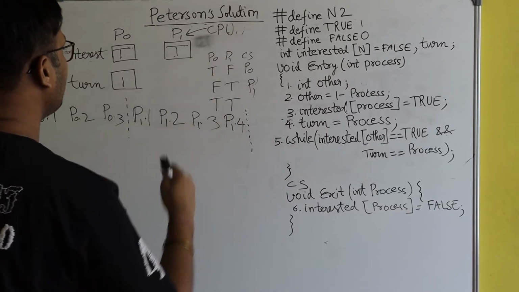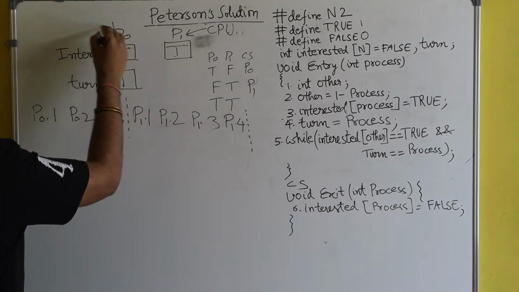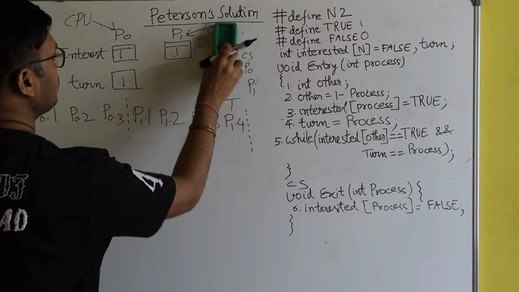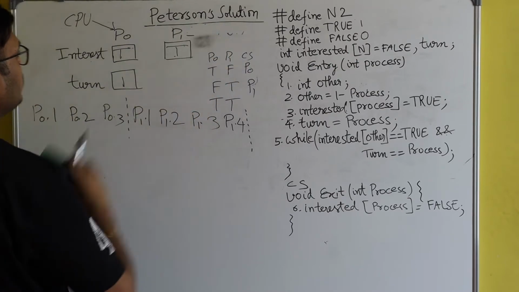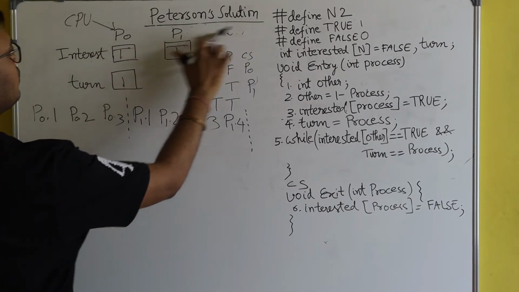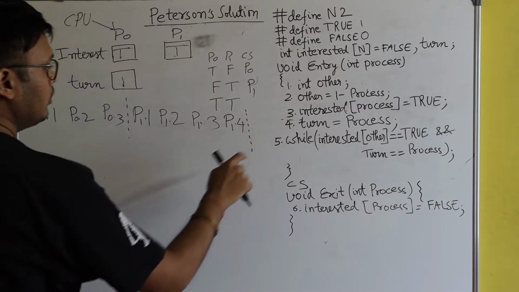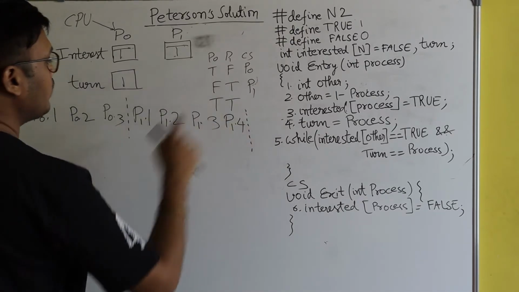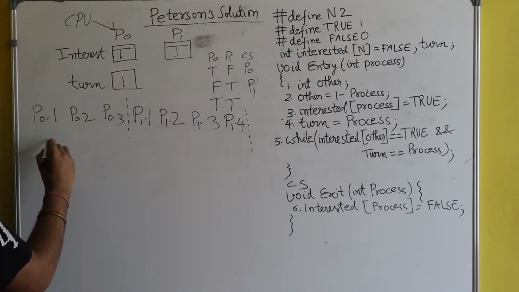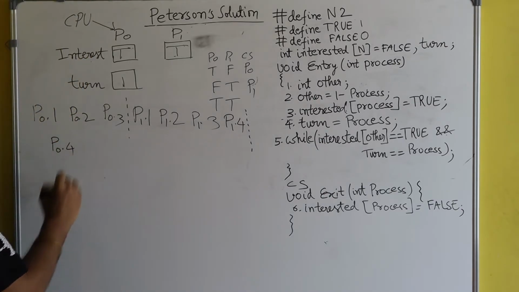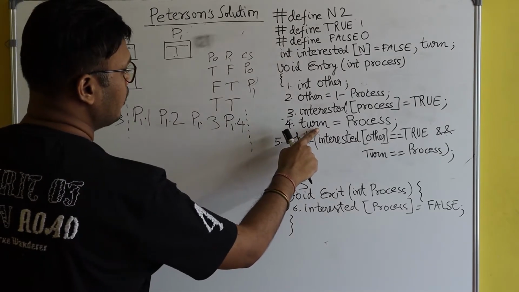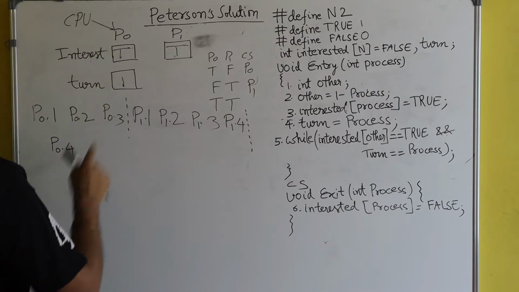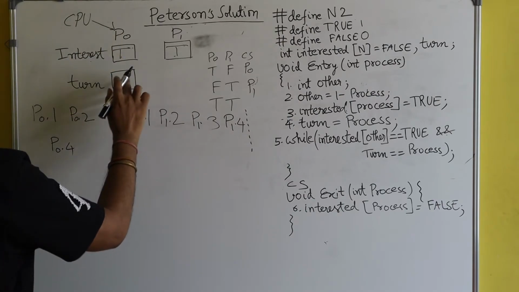Now, suppose after this line, again the preemption happened, and the CPU is given back to process P0. So here, CPU is given back to process P0. Now, process is P0 and other is P1. P0 executed up to line number 3, so now P0 will start from line number 4. Line number 4 is what? Turn is equal to process. So now P0 will set the value of turn. So now turn will become 0.